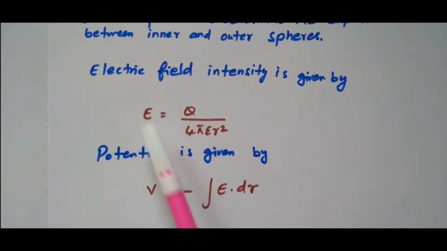The electric field intensity is given by E equal to Q divided by 4 pi epsilon r square. That is the general formula. Here we can take it as it is, since we consider the sphere. The potential is given by the relation between potential and electric field, V equal to minus integral E dot dr. This dr is in between the inner and outer sphere. We consider one radius in between the inner and outer sphere.